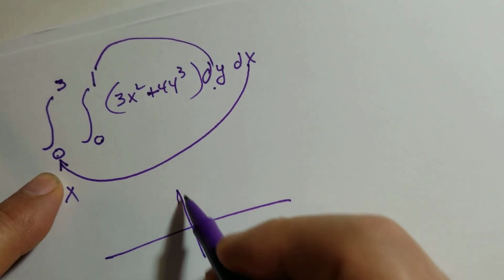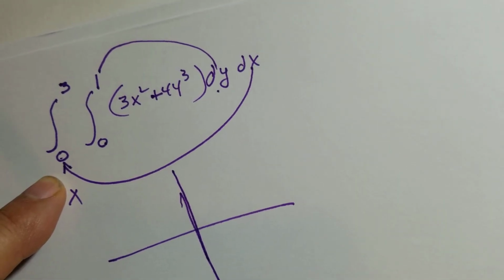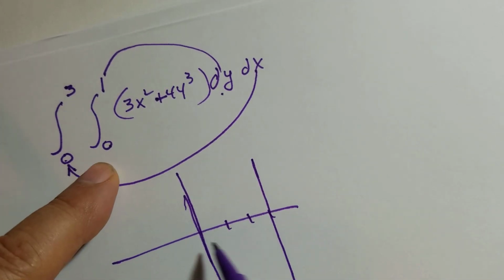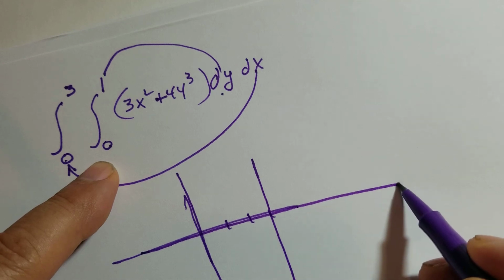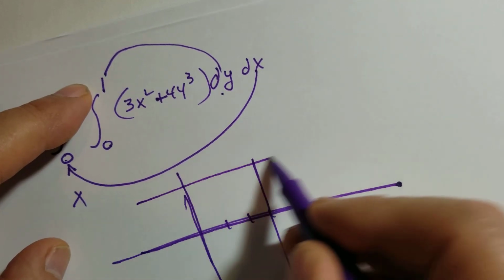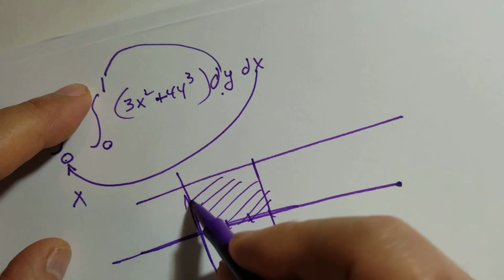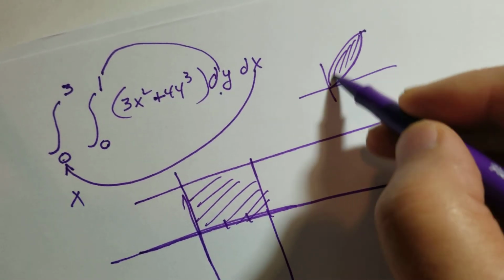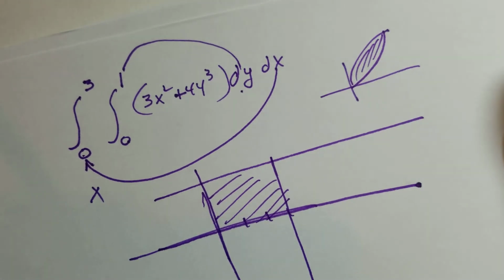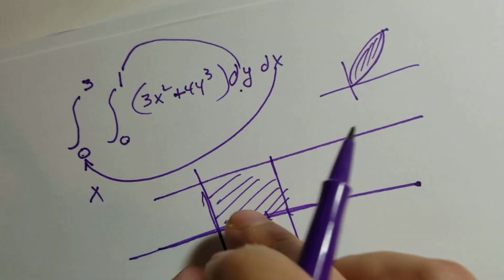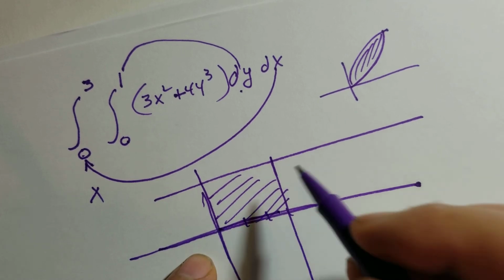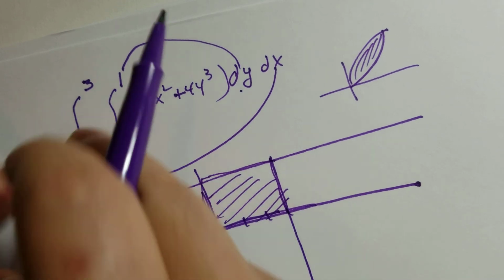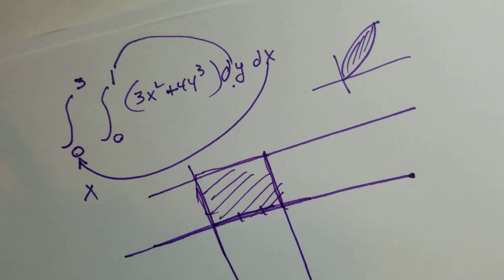X equal to 0, that's x equal to 0. X equal to 3, that's x equal to 3. Y equal to 0 is right here. Y equal to 1 is right here. That's my region. That region, unlike the previous region which was a crooked, irregular shape, is a regular shape, because x is a straight line, y is a straight line. There is no curve in here, which means your dx and dy limits are both fixed.